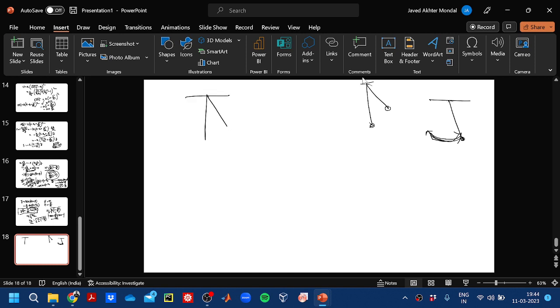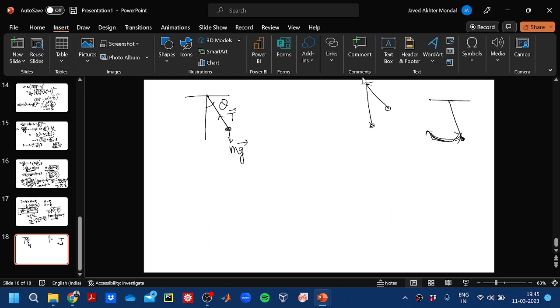Suppose the angle here is theta. To solve this equation of motion, first we need to know its free body diagram. That means what are the forces acting on the system, or we can also calculate from the potential. If we know the potential, we can know the force. The forces that will act on this will be, one, the gravitational force in this direction, and since the ball is hanging from the thread, it will have another force in this direction.